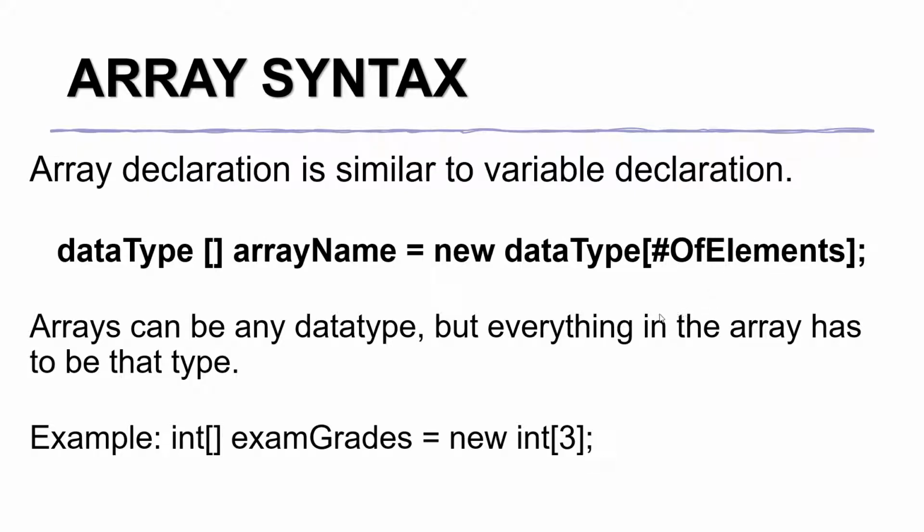in this array. So again, arrays can be any data type, but everything in that array has to be of that type. An example of declaring an array would be like this, where you say the data type, the square brackets, and the name of the array. You would then say equal to new, that data type again, and then inside of the square brackets, how many elements in the array. So this particular array is going to have 3 elements.